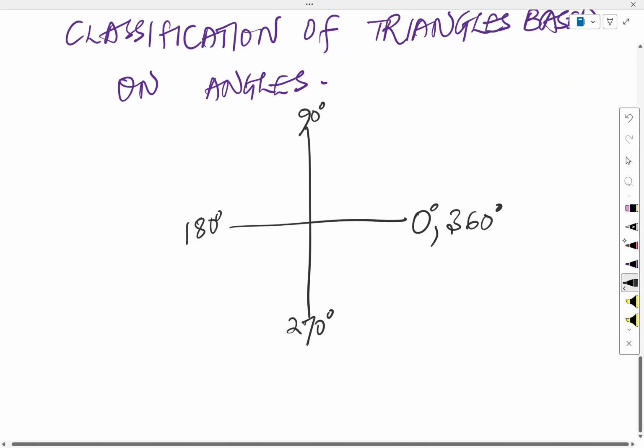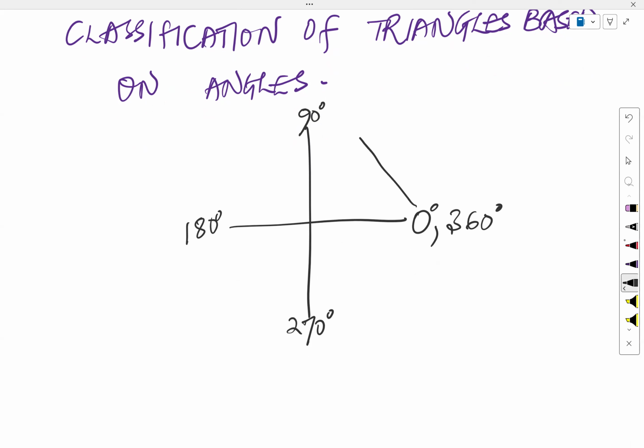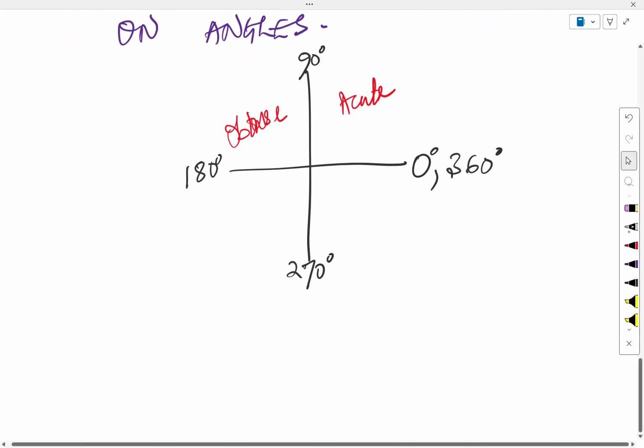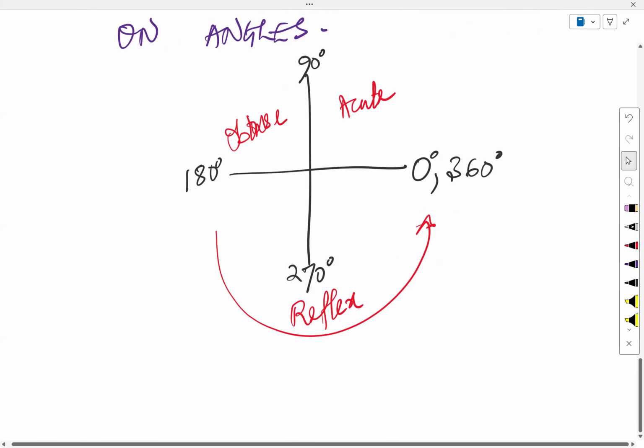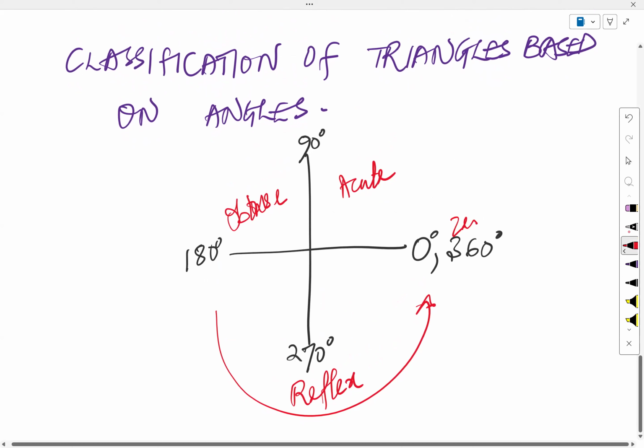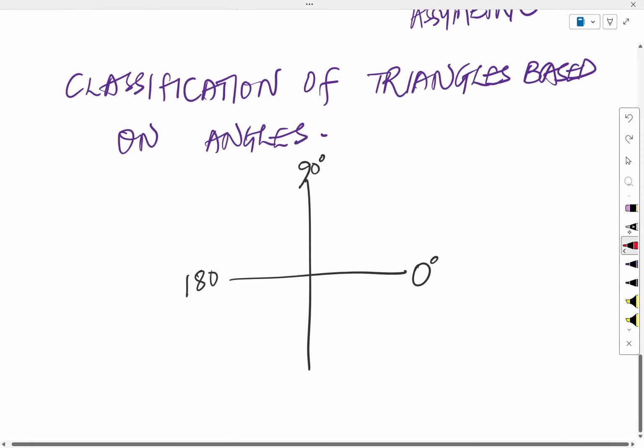So here now, any angle between 0 and 90 degrees, you can call it an acute angle. Any angle between 0 and 90 is acute. Then any angle between 90 and 180 degrees is called obtuse. Then any angle between 180 and 360 degrees is called reflex. Of course, we also have the zero angle. That is why I prefer not to use these four quadrants. The four quadrants are going to be useful in another situation.